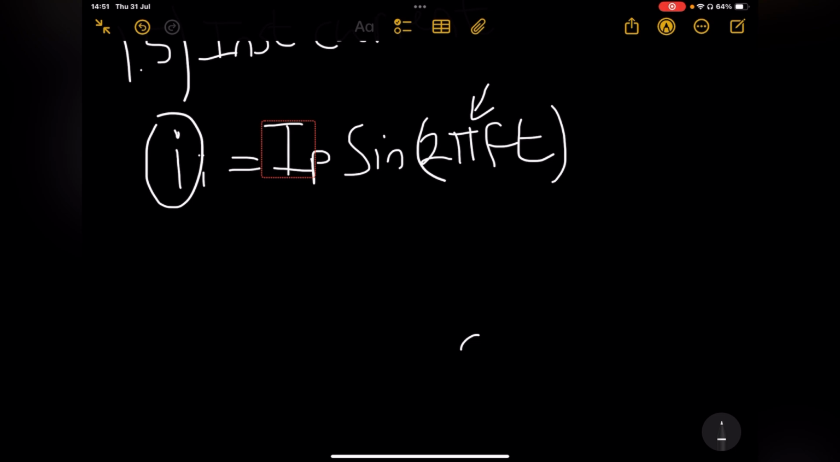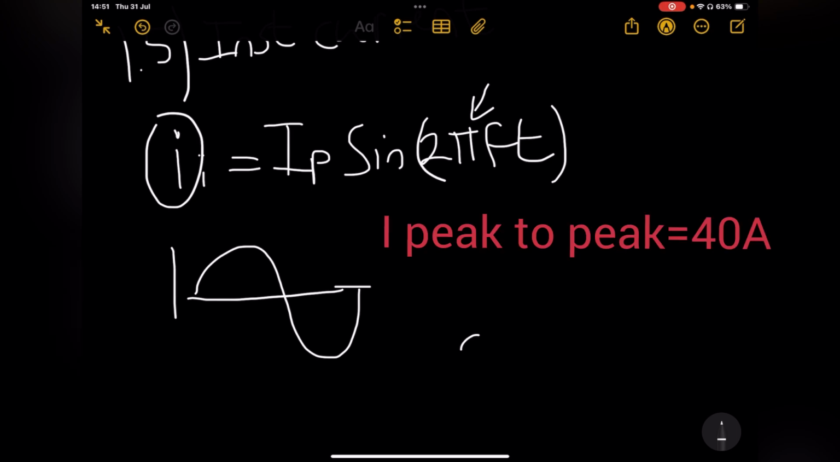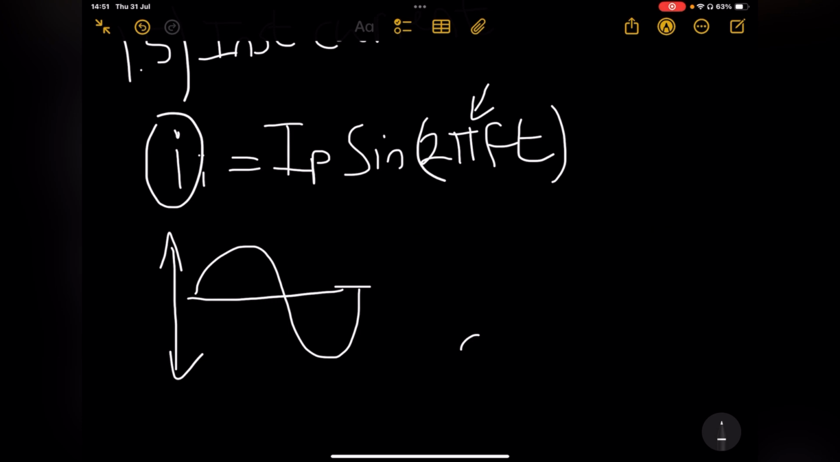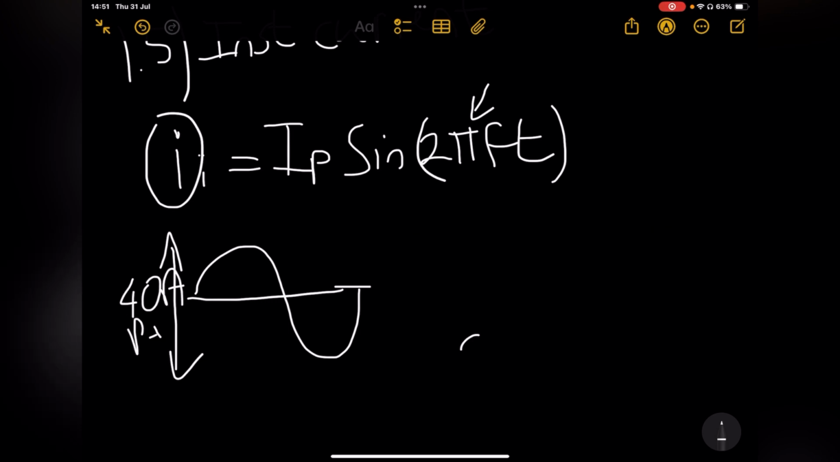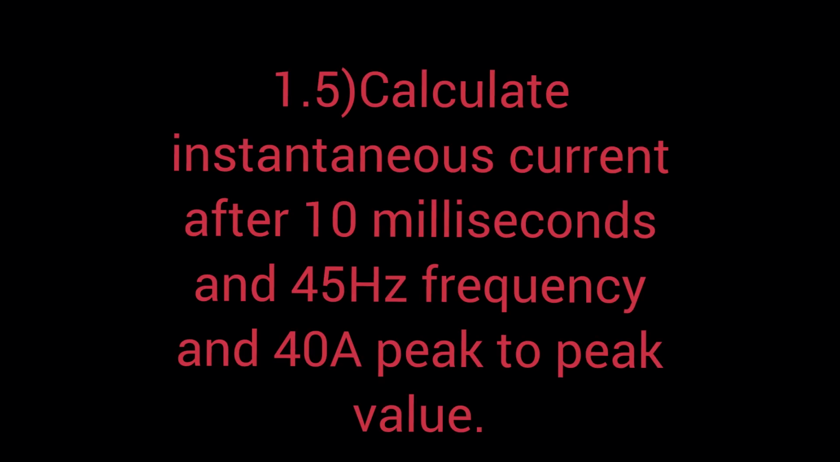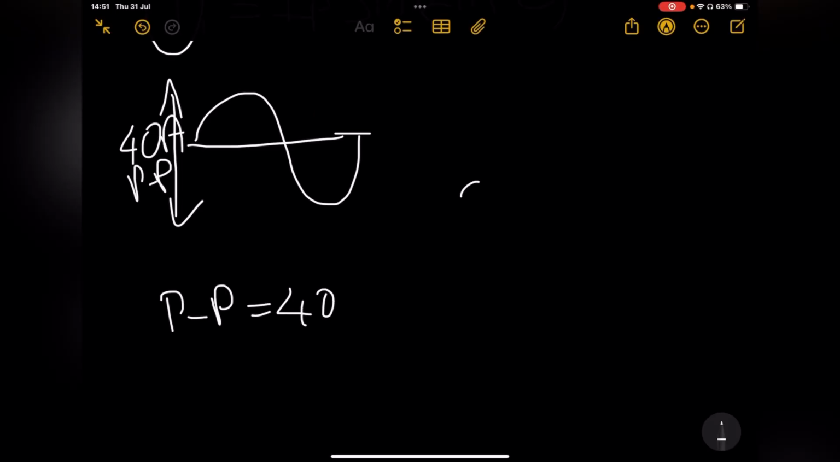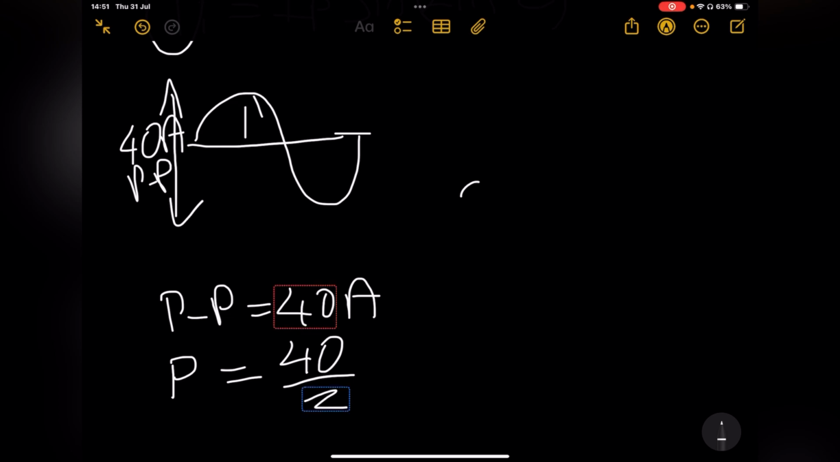Let's take an example here. Let's pretend that we have a current waveform that looks similar to our voltage waveform but with different values. And I tell you that peak to peak, I have 40 amps. Peak to peak, right? Calculate the instantaneous current after 10 milliseconds. If we have peak to peak equals 40 amps, then we have a peak is equal to 40 divided by 2. Why? Because peak to peak is that value from the zero reference, the absolute value from the zero reference, which is divided by 2, which is 20 amps.